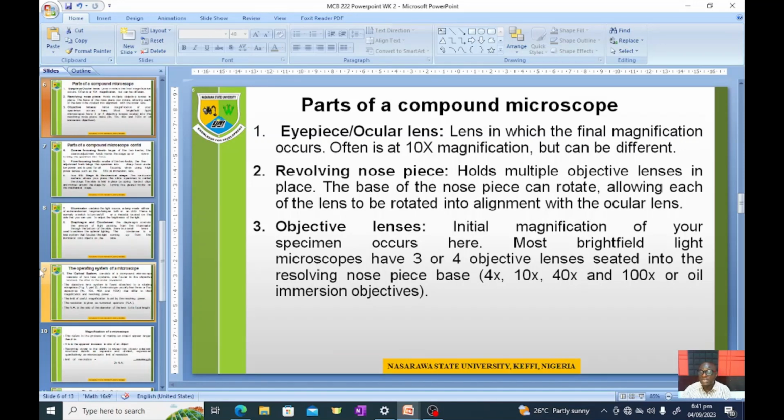But principally, the lower magnifications are used in the initial examination. But most, if not all, stained samples or films are examined using the 100 times or oil immersion objectives.